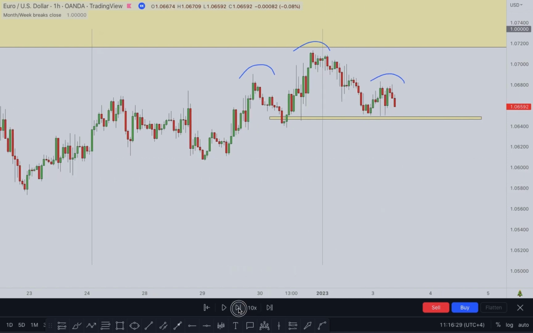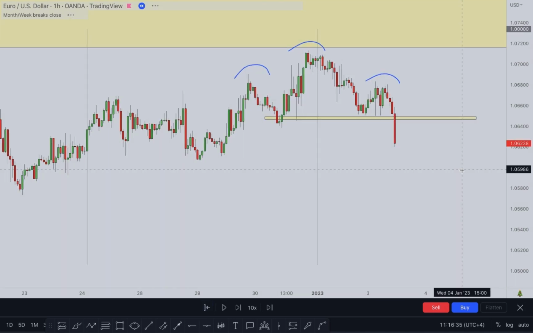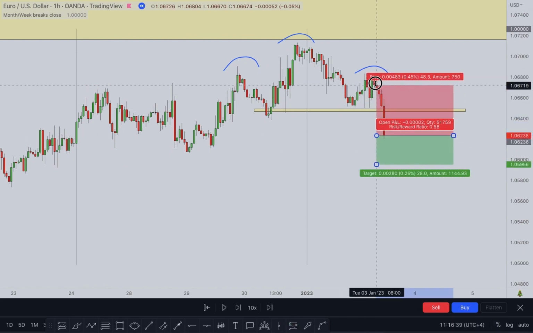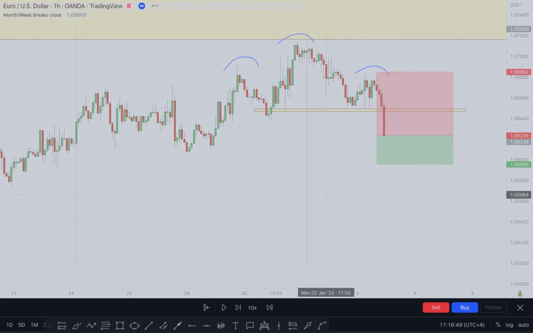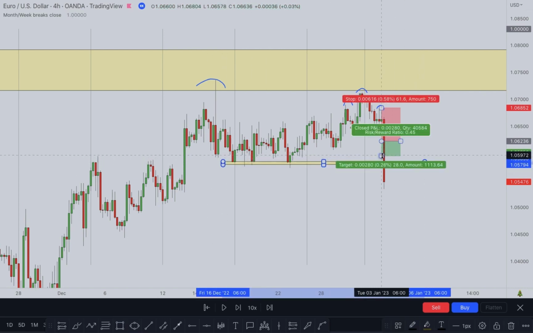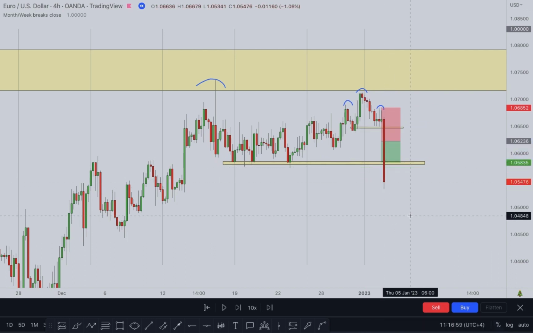Right here, we saw this. Let's just fast forward this. Yes, this break gave us an entry reason for us to go short on this pair. We entered right here with our stop loss here, and our take profit was the neckline of the double top pattern, right? Going to the 4 hour time frame, this was the neckline, and that's where we had our take profit. But you can see that price even smashed through. So this confirmed our double top pattern.